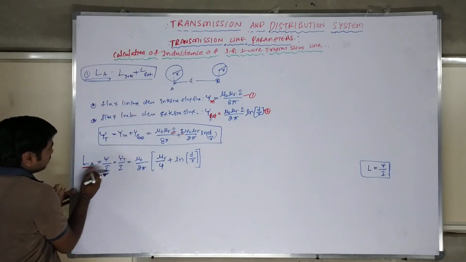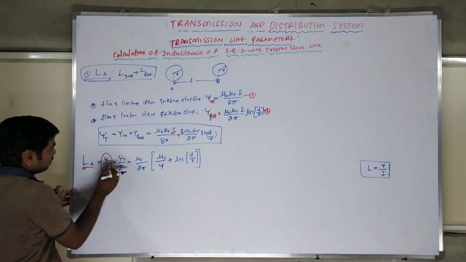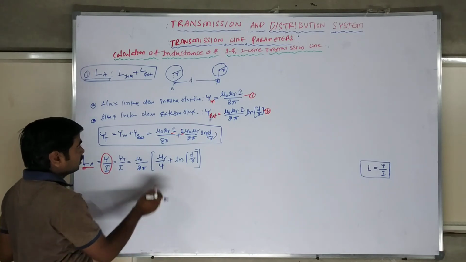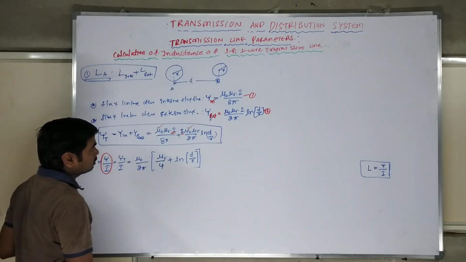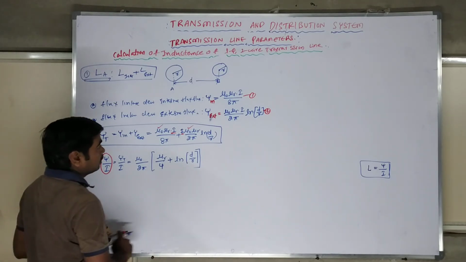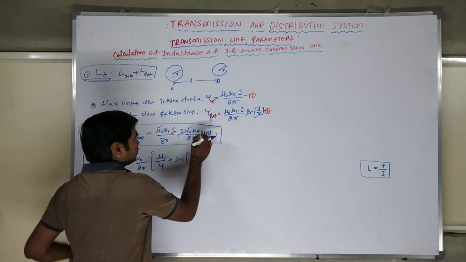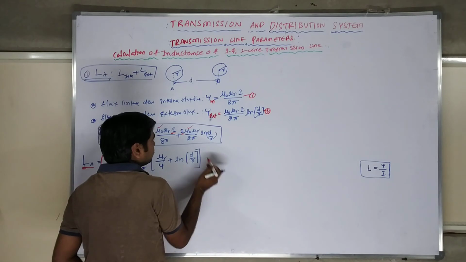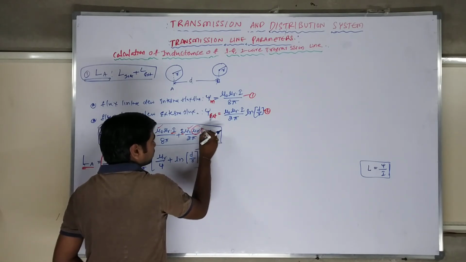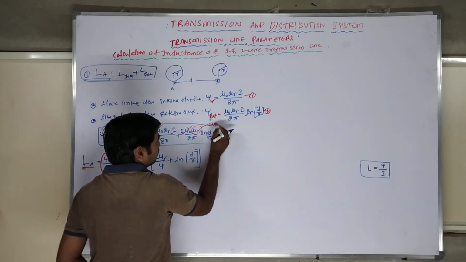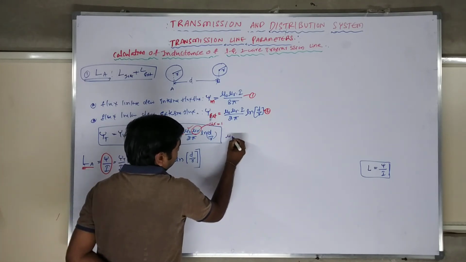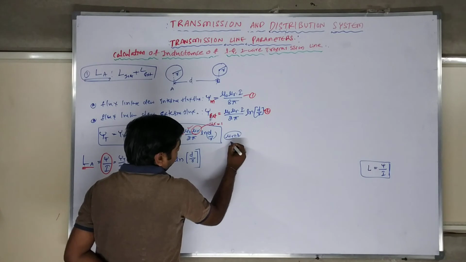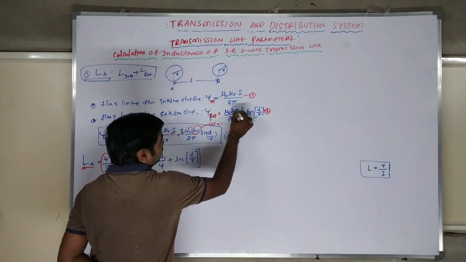Because inductance is the flux linkage by current, in this the I is gone. After that I should take mu naught common, in this mu naught and this mu naught. Here I am taking the flux linkages to the external conductor. The air is mu r1, so mu r1 is equal to 1 for air. For the external conductor you can write this directly as 1.